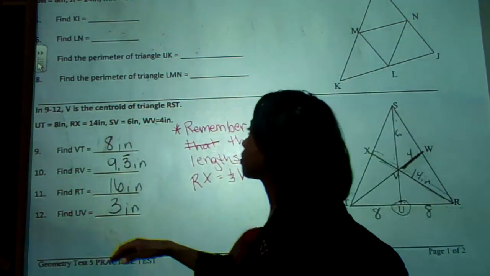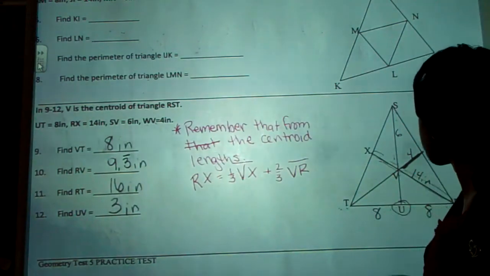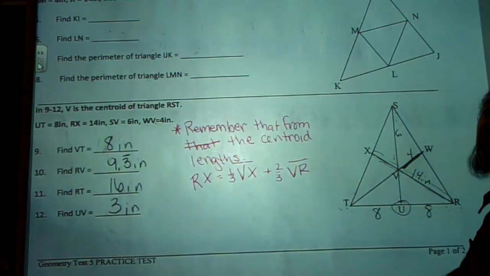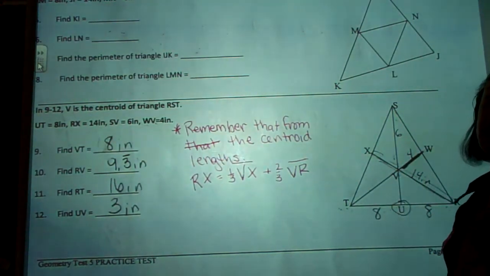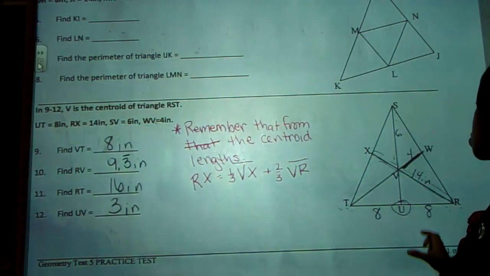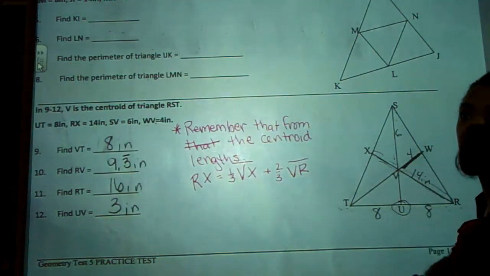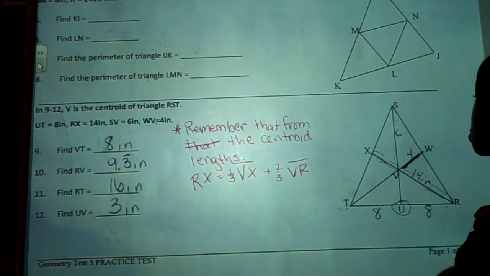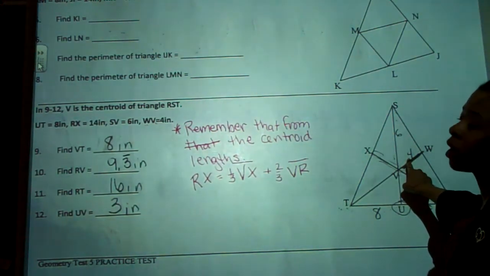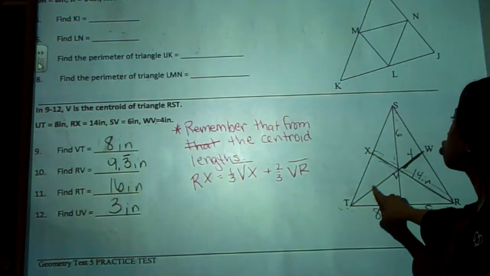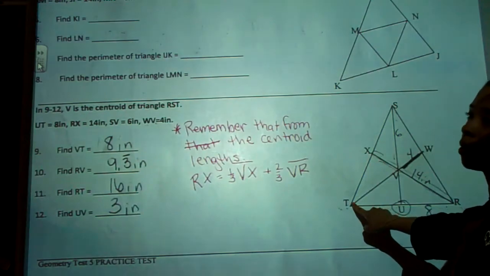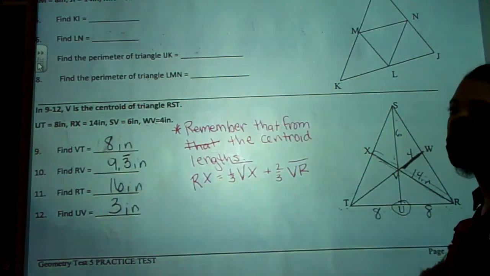So how do we figure this? Here's VT. We need VT. We want this length here, and we're given VW. VW is 4. Remember, the theorem says the short segment is 1/3. So it's divvied into 3 parts. If I take this in 3 parts, 1 part is equivalent to 4 because it's 1/3. That means I need 2 more parts. The other part will be another 4 and another 4 to make 8. So VT is going to be 8.